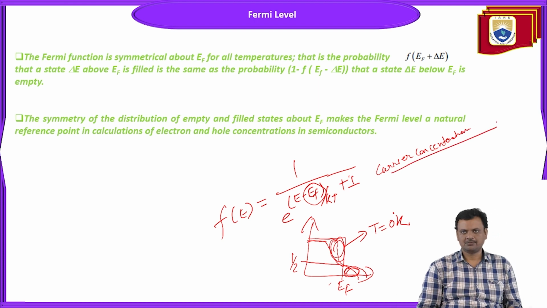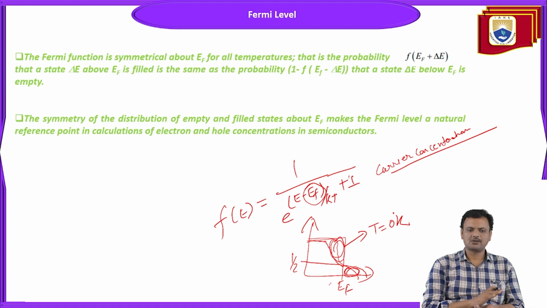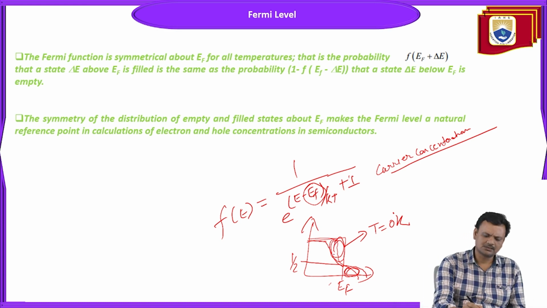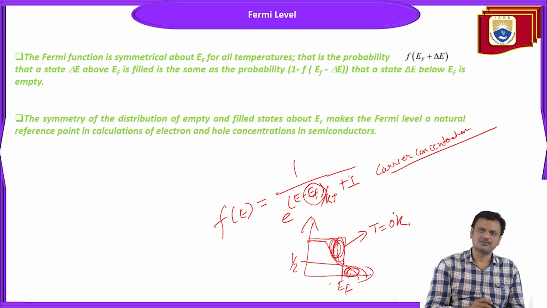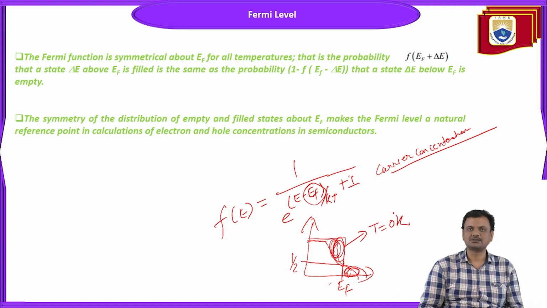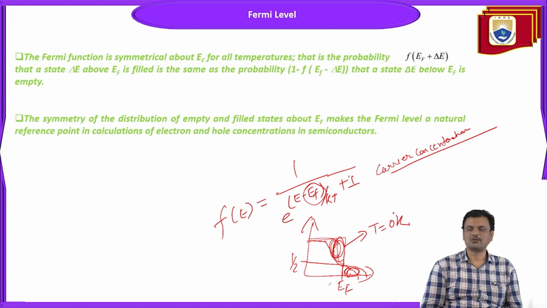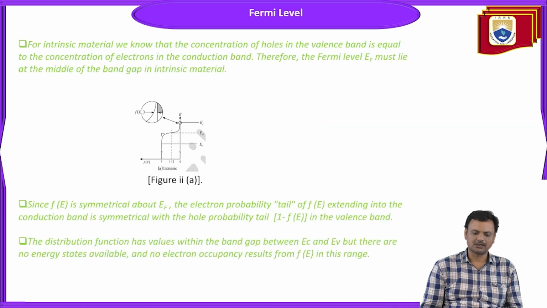Whatever electrons leave the valence band energy level and reach the conduction band region, that vacant level becomes holes, and the same amount of electrons will be accommodated in the conduction band region. That is why it is symmetric about this Fermi level, and this Fermi level provides the reference point for calculating the electron and hole concentration in semiconductors. Now I will talk about intrinsic semiconductors.